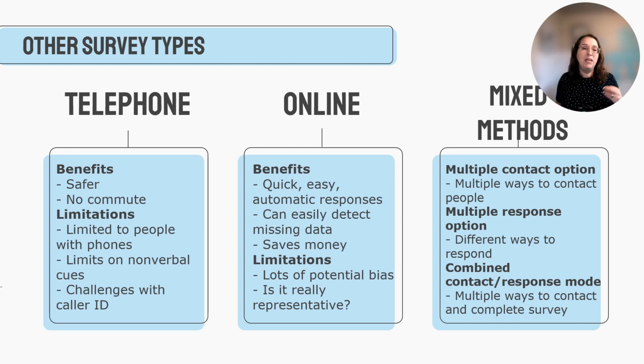And then finally, the book mentions the idea of mixed methods, that there are different ways. You might have multiple contact options. Doing a survey, you have multiple ways to contact people. So you might send out a mailer, you call them, or you text them. You might have multiple response options where people can either fill out a paper copy of the survey or go online and respond to the same survey. Or you could do both, combining contact and response mode. You have multiple ways of contacting participants and multiple ways that they're able to complete the survey.